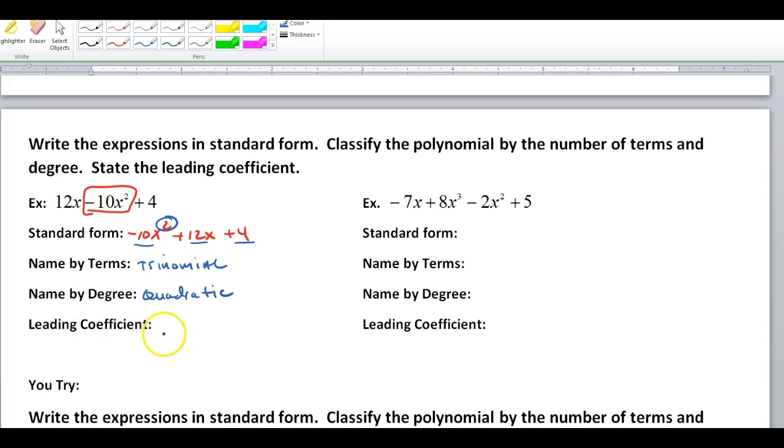And what is the leading coefficient? Well, what is the coefficient of the term with the highest exponent when written in standard form? That would be negative 10.